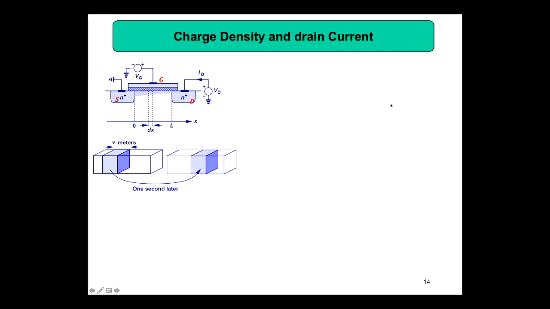Now we are going to visualize this in 3D. In 3D, we assume some charges here in a cubical manner, with length delta L meters. You have some charges moving across from this region to this region.